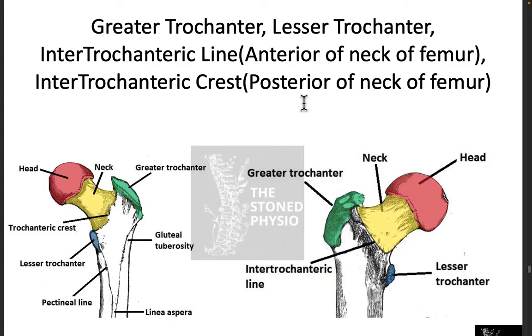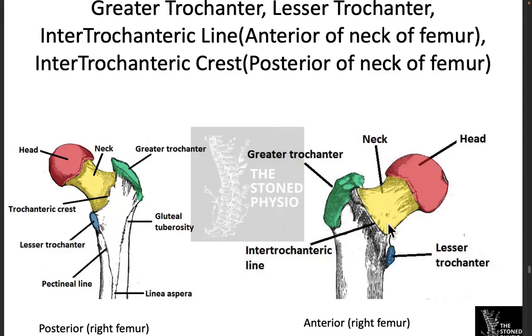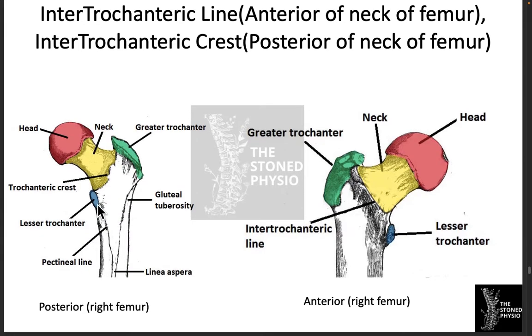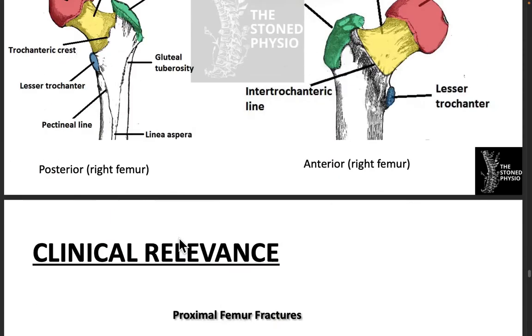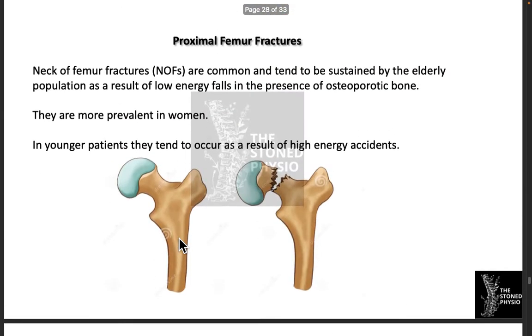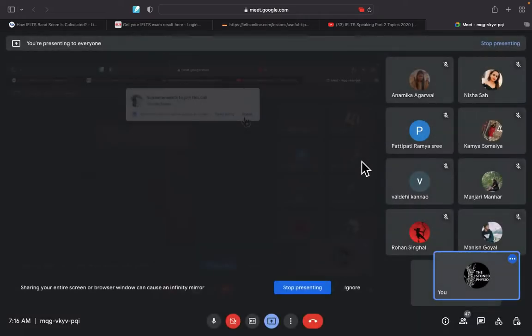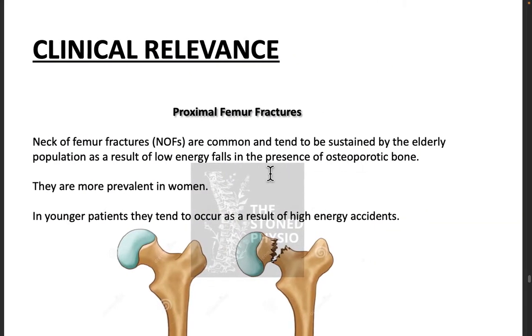Okay, and the intertrochanteric line anteriorly and the intertrochanteric crest posteriorly. We talked about the head, the neck of femur, the greater and the lesser trochanter, the intertrochanteric crest and the intertrochanteric line. Now we can see there are also some lines that we can appreciate on the posterior part of the shaft of femur. We are going to talk about these lines when we will be talking about the shaft. But before that, let's talk about its clinical relevance.